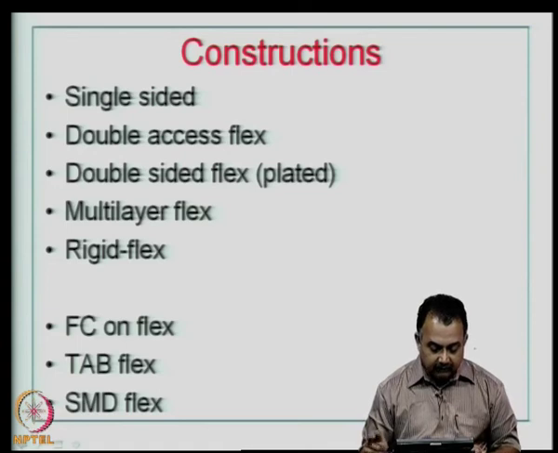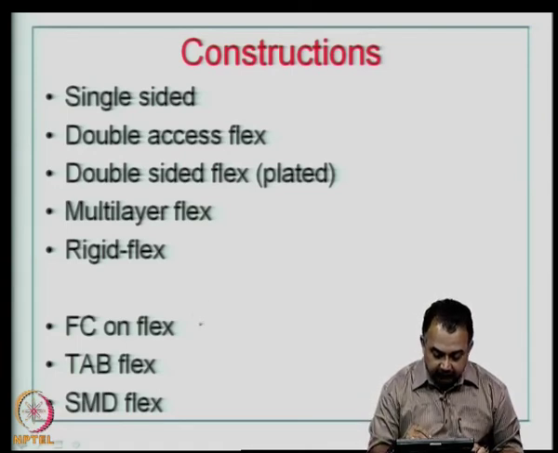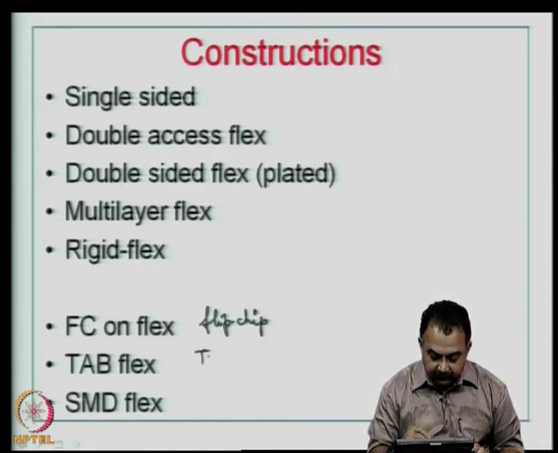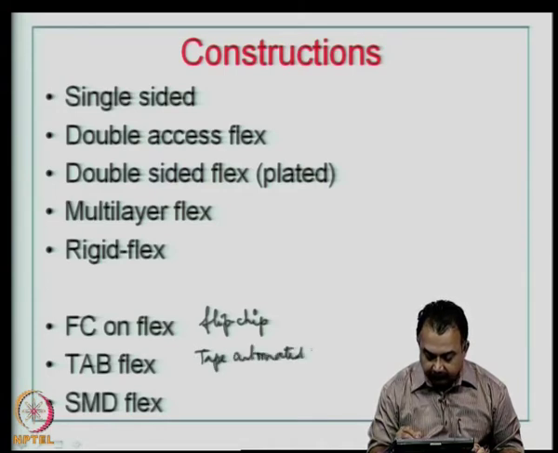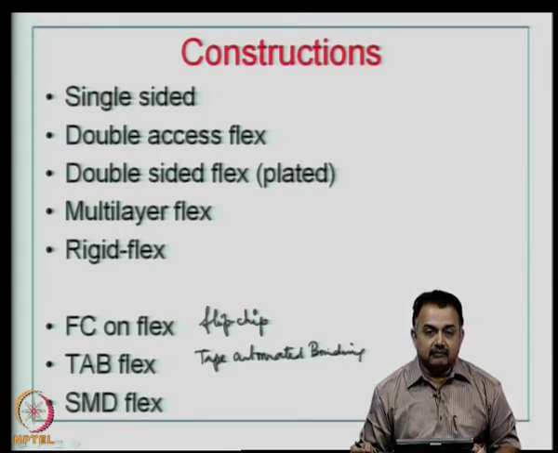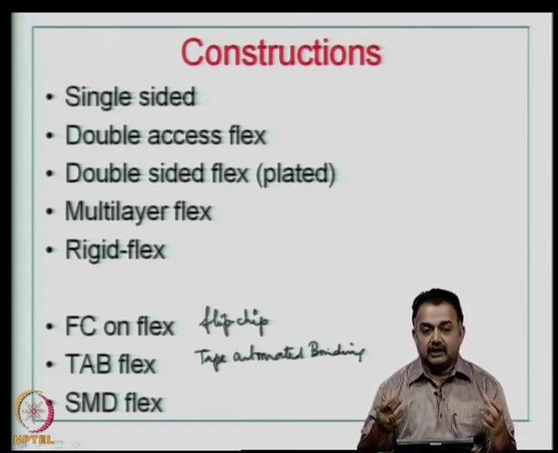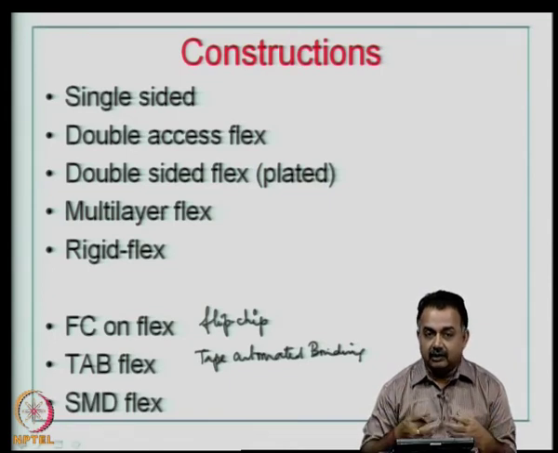So, another classification is that you can have a flip chip on flex, you can have a tape automated bonding, that is TAB, or you can have a surface mount device on flex. So, this is another classification. Basically, you can consider flex as a normal printed wiring board in which you can mount a flip chip and the normal interconnection circuitry, but then you can't bend it.